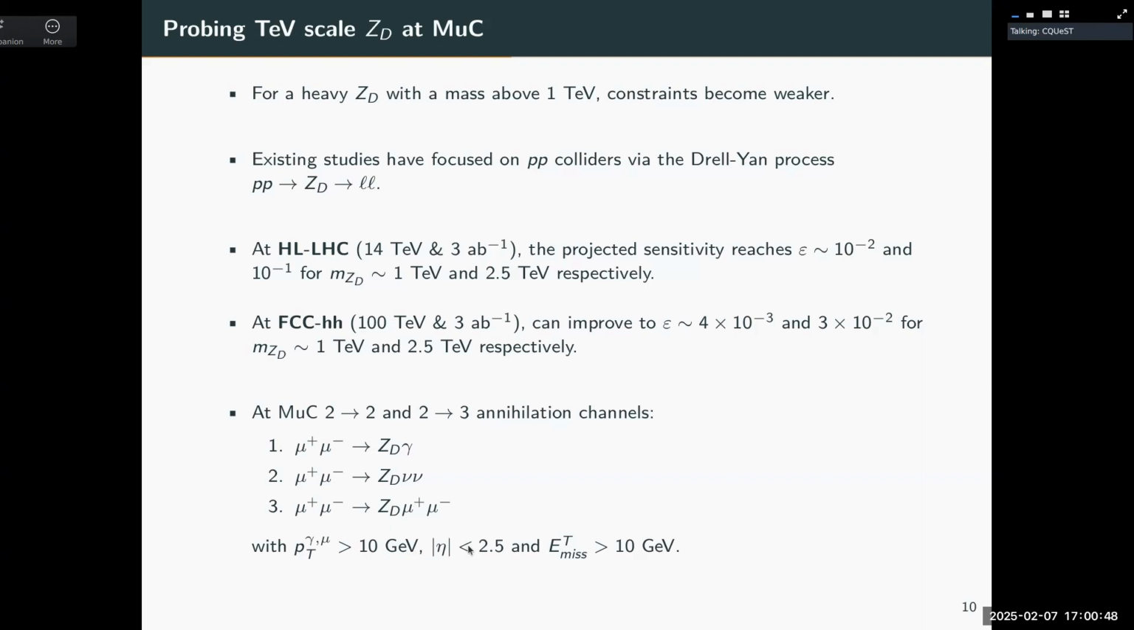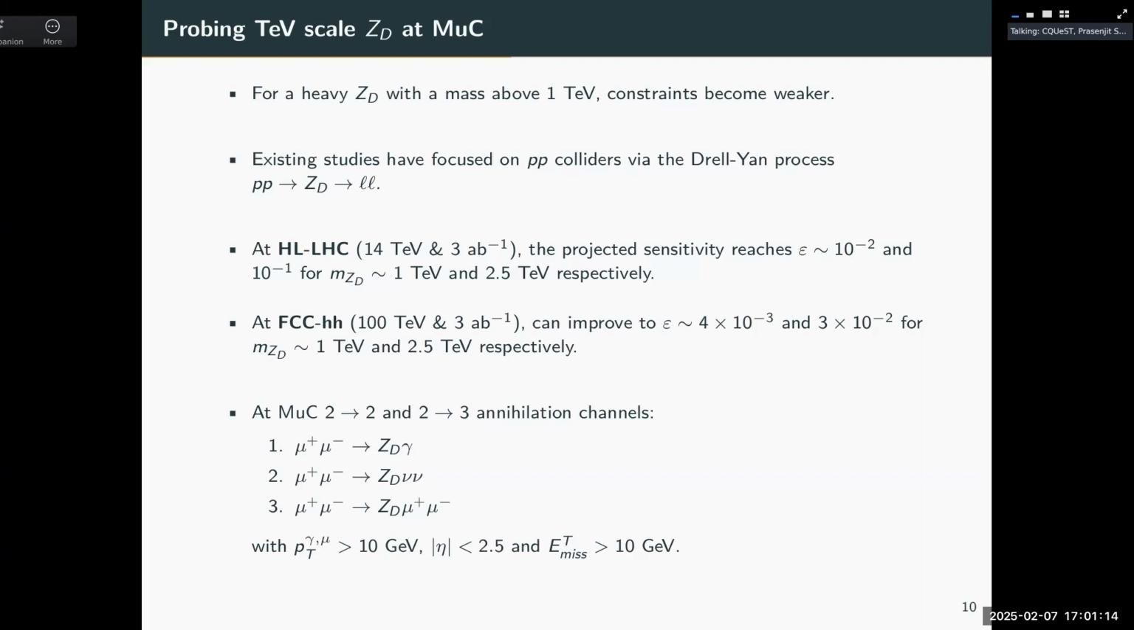I'm sorry, but how is Z_D decaying here? Is it invisible decay? No. For our work, we have considered the scenario where the dark Z decays into the visible sector. So all the dark matter candidates are heavier than the dark Z. I mean, the dark Z is the lightest within the hidden sector, and it can decay only to the visible sector through the kinetic mixing parameter.